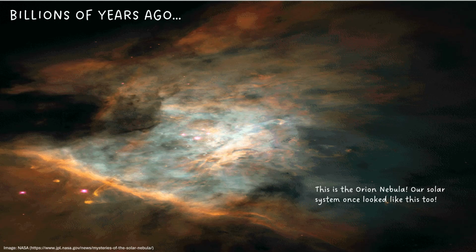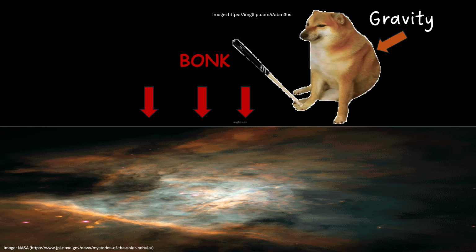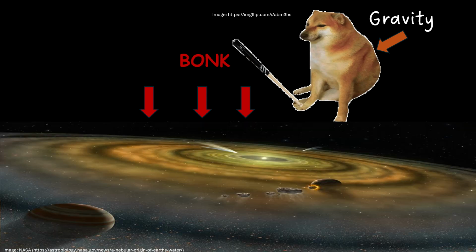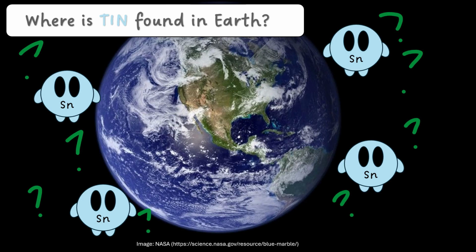Billions of years ago, our solar system looked something like this. It was a solar nebula, a cloud of microscopic dead star matter and gas. Our nebula was compressed under the intense gravitational pressure from a nearby supernova shockwave, forming a flat rotating disk, like the one seen here. Eventually, this matter, some of which contained tin, condensed and combined to create the Earth and the other planets. Okay, so we know that tin can be found on Earth, but where on Earth?